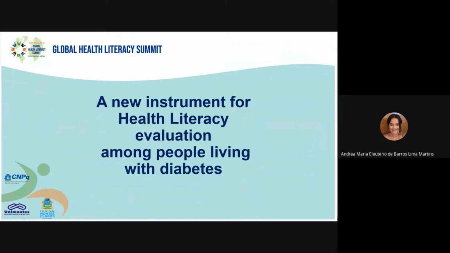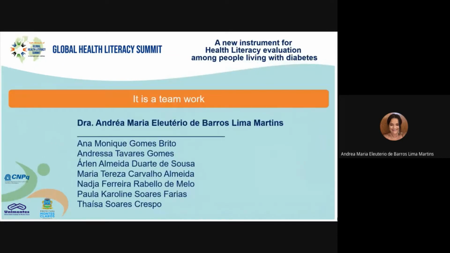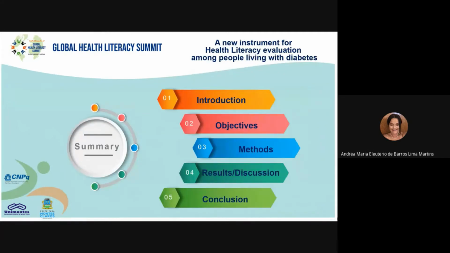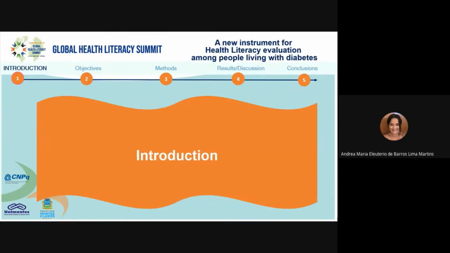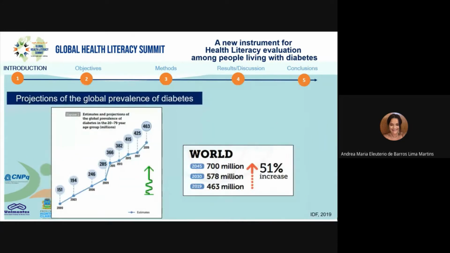A new instrument for health literacy evaluation among people living with diabetes. This research was done by a research group. It is a teamwork. There are 5 steps. Diabetes is a world public health problem.